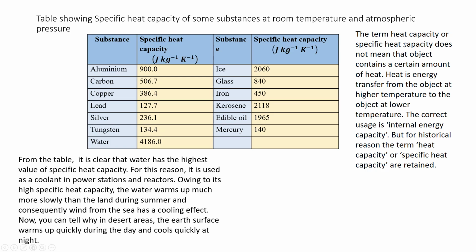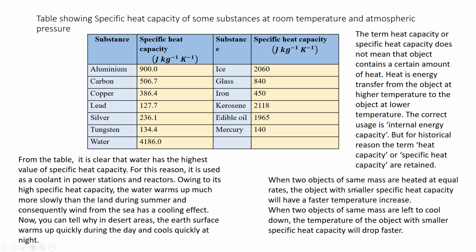On the other hand, the term heat capacity or specific heat capacity does not mean that an object contains a certain amount of heat. Heat is energy transferred from the object at higher temperature to the object at lower temperature. The correct usage is internal energy capacity. So basically, the correct term which we can use for specific heat capacity is internal energy capacity of a substance. But for historical reasons, the terms heat capacity or specific heat capacity are retained.